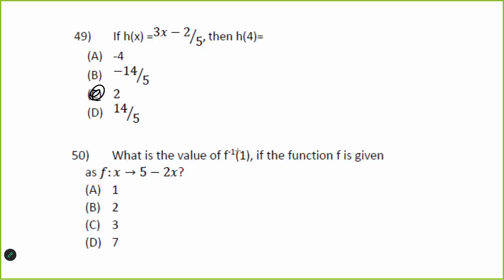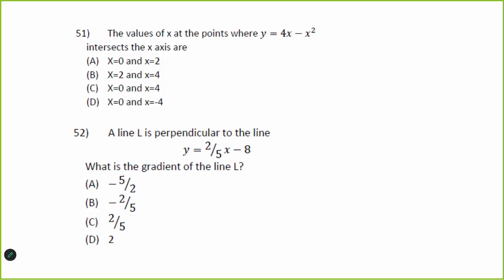What is the value of f inverse 1 if the function given is f of x equals 5 minus 2x? So y is equal to 5 minus 2x. x would be 5 minus 2y. Then that is x plus 2y is equal to 5. So that is y is 5 minus x divided by 2. Right? So then they want f inverse of 1, that's 5 minus 1 is 4. 4 divided by 2 is 2, so the answer is 2. Right? So that would be, oh yeah, that's correct.